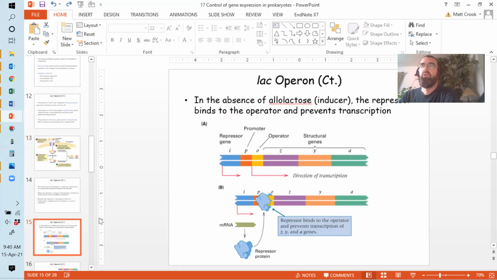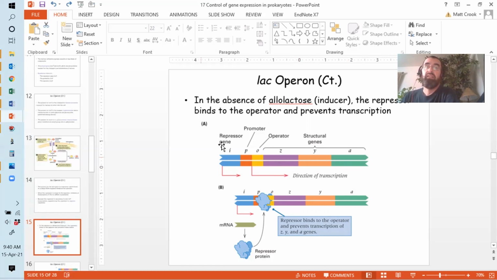Okay, so those three structural genes and the promoter and operator make up the lac operon, right? Don't forget as well, this operator, you can see it clearly here, it's between the promoter and the structural genes. So anything bound here will stop the transcription of these structural genes.